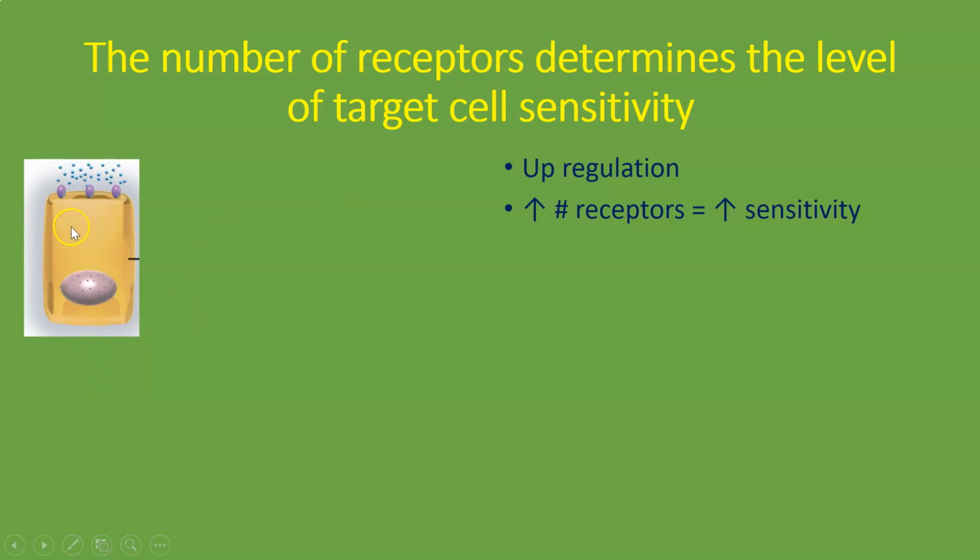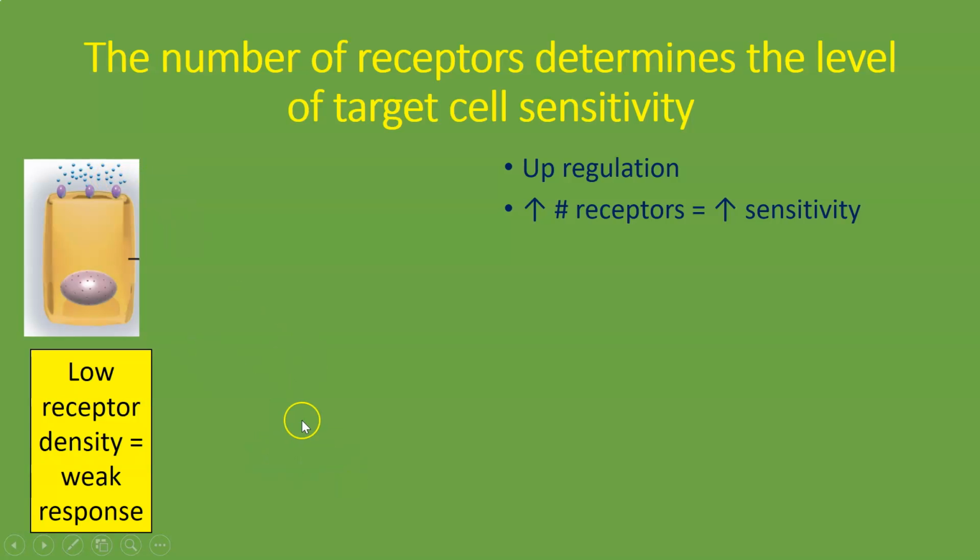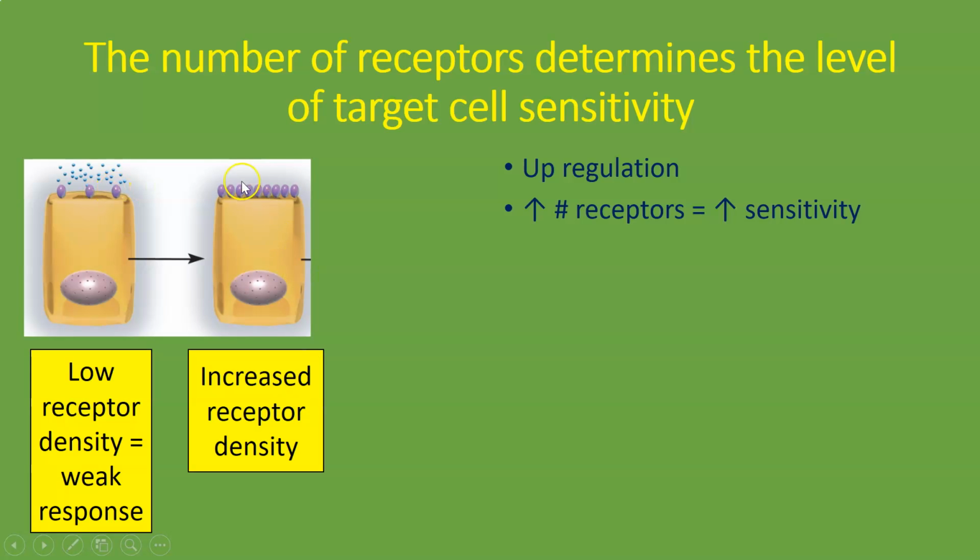So if we take a look at this picture, we have three cell membrane receptors, and the little blue dots are the hormones that are there. And we have low receptor density here. This is going to elicit a very weak response from the cell. But when these little blue hormone molecules bind to their specific receptors, look what happens. They are going to cause a metabolic change in the cell, which causes the cell to increase the amount of receptors on its cell surface.